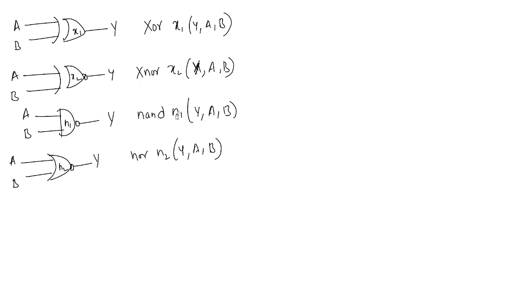Suppose a tri-state buffer is there. How to write it? Let us take this as the tri-state buffer.